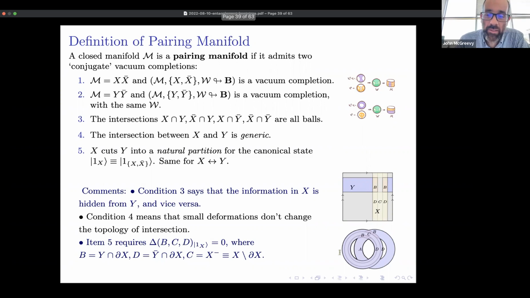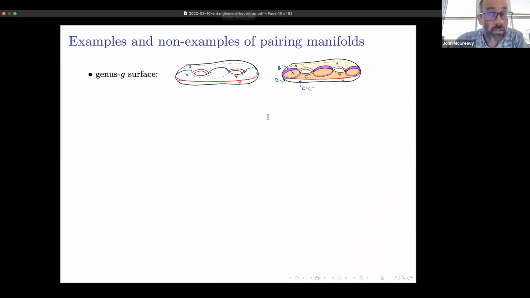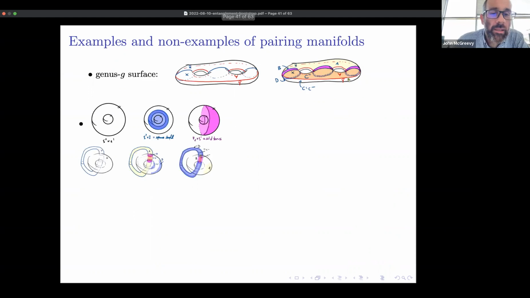So the first example is the torus, which I've drawn here. It's not hard to check that this combination of entropies for the annulus vanishes. And so this is an example of a pairing manifold. You can see that AB is a ball, and so on. All of these conditions are satisfied. Similarly, it's true for a genus g Riemann surface. You can cut it in half horizontally, you can cut it in half vertically, and check these entropy conditions, and they're true. And S2 times S1 is a pairing manifold.